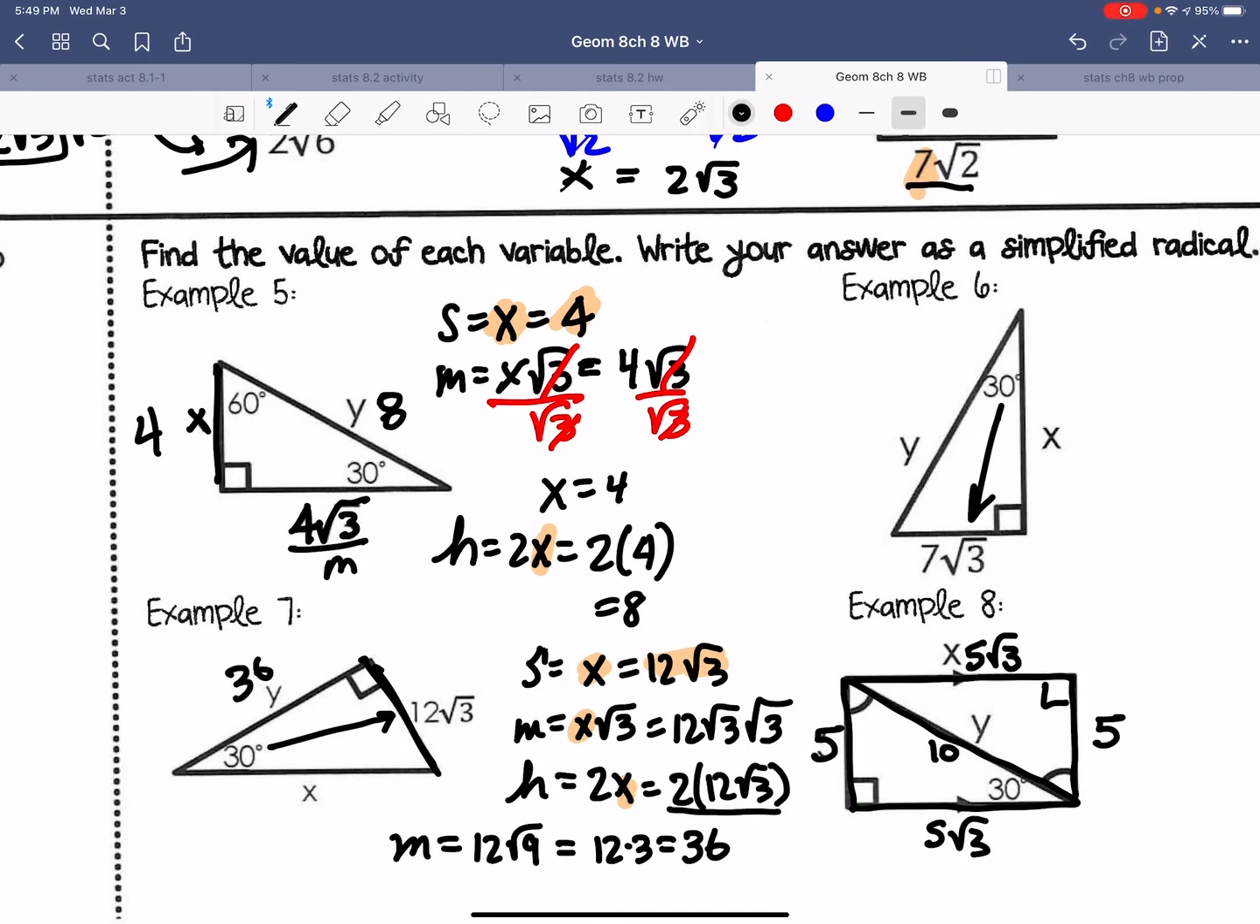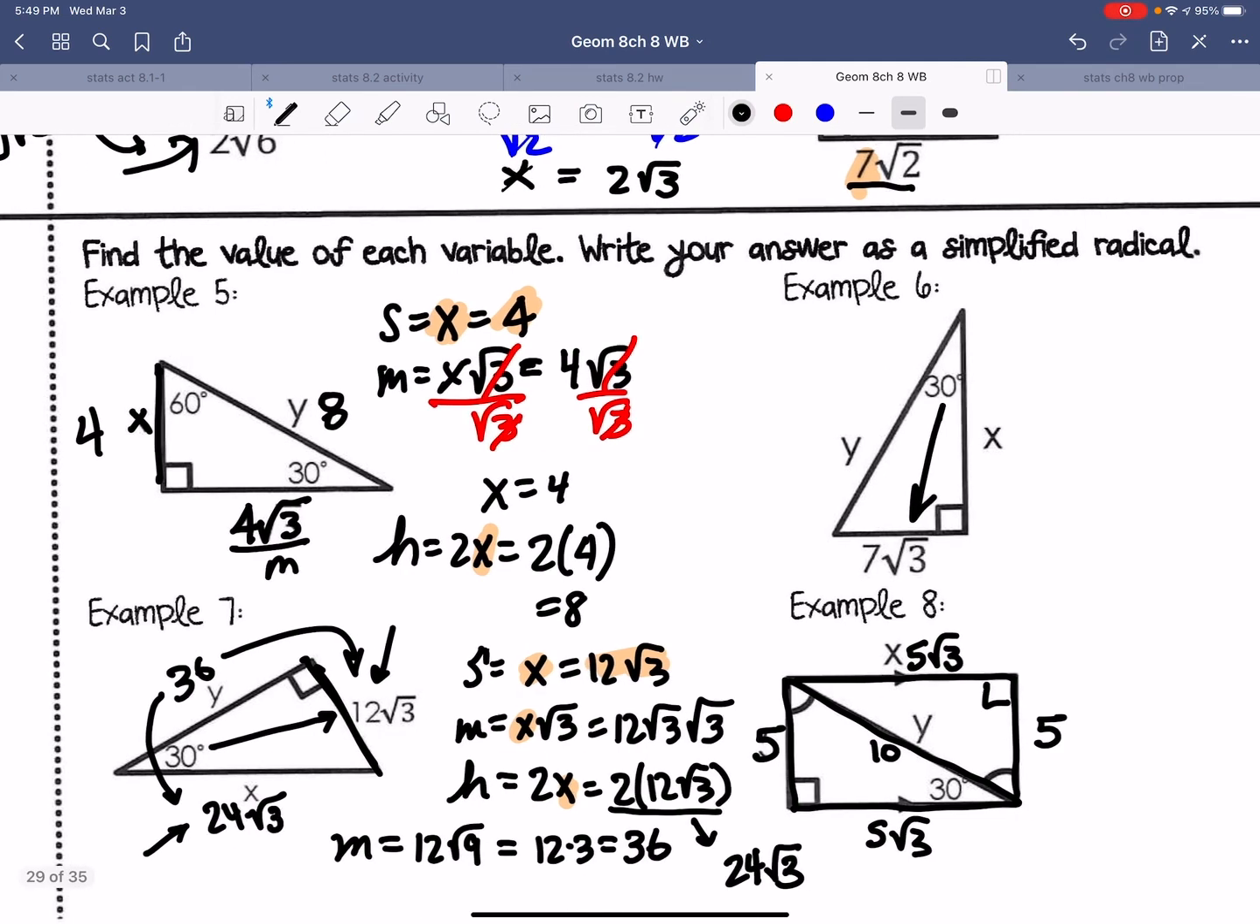Let's look at our hypotenuse here. It says 2 times 12, that would be 24 times the square root of 3. Now, it looks a little off, but if you turn these into decimals, I promise that is a number bigger than 36, and this is a decimal smaller than 36. So 36 looks weird, but that is our answer.